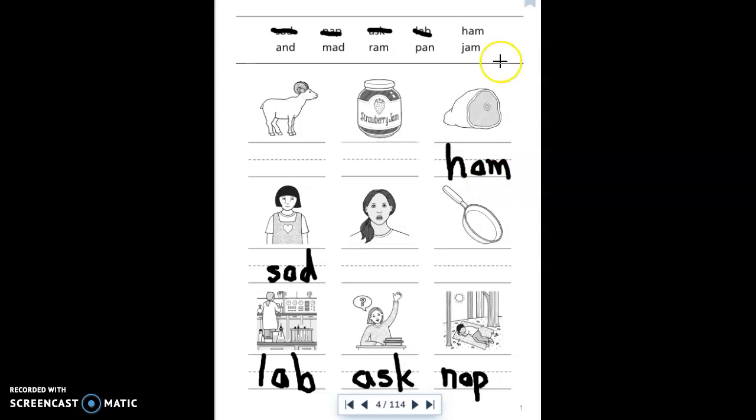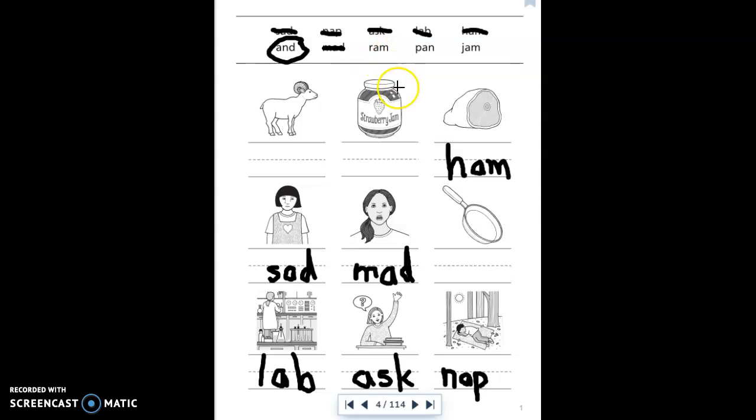Ham. H-A-M. Okay. The next word I see is a sight word. This is a memory word, A-N-D. It is not an object, so it's not going to go with any of our pictures. And, all right, let's go down to the next one, which is mad. Here's the mad girl. M-A-D, mad.